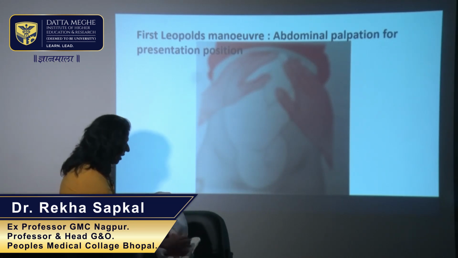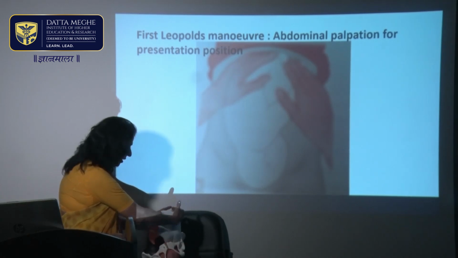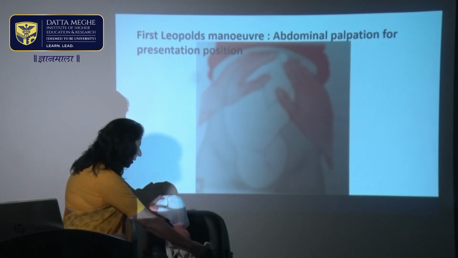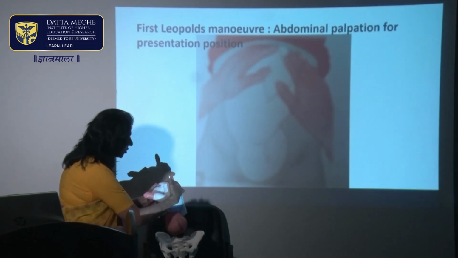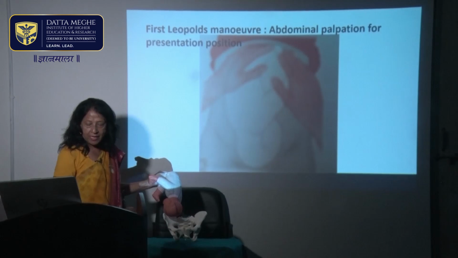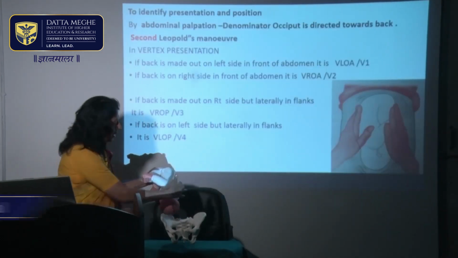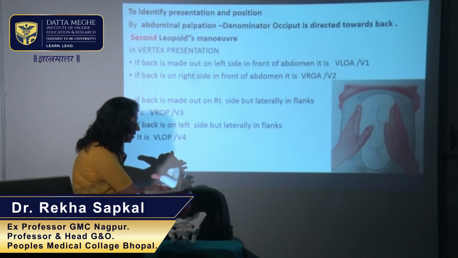Here, the first Leopold maneuver is fundal palpation, where I put both hands, approximating the fingers, at the top of the fundus of the uterus and palpate the fundal portion. A soft bulky breech is felt on fundal palpation. Next, I come down and palpate the lateral portion of the uterus. It is known as lateral palpation.